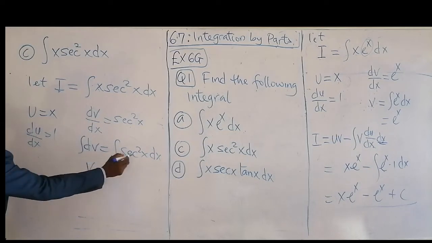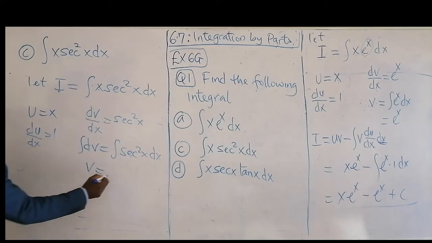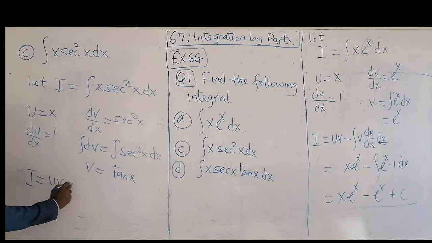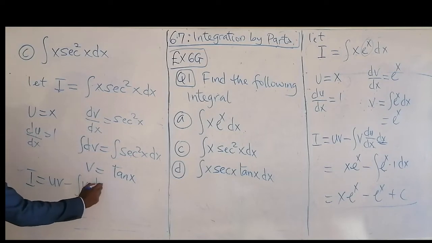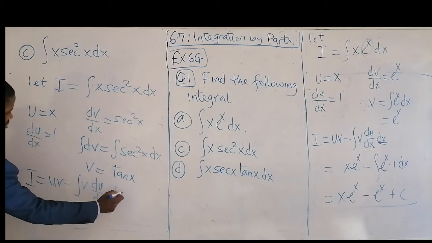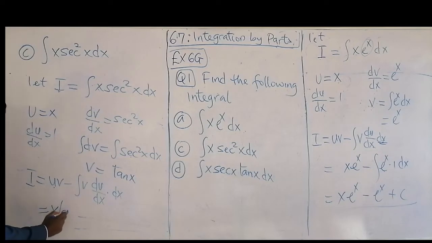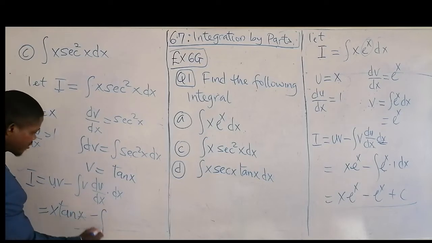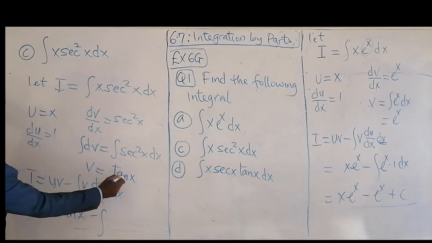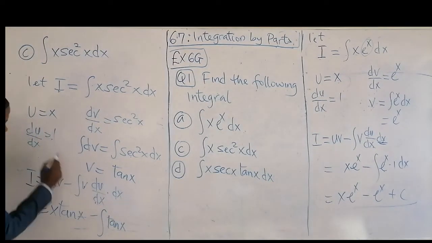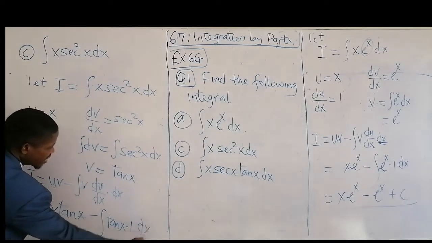So v is equal to the integral of sec squared x, which is tan x. So use your formula: uv minus the integral of v du dx times dx. My u is this, and my v is tan x, minus the integral of v, which is tan x, and then du dx is 1, and then dx.